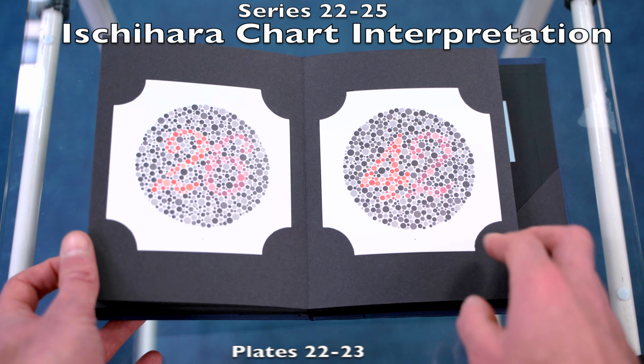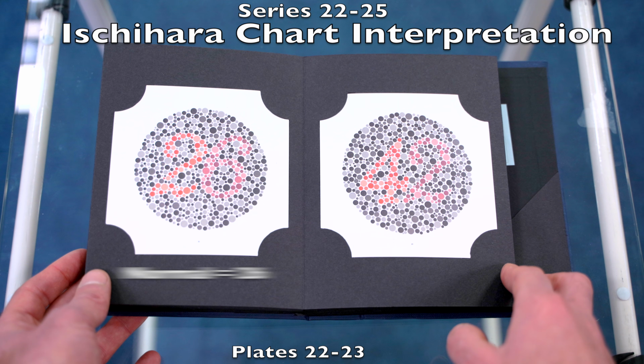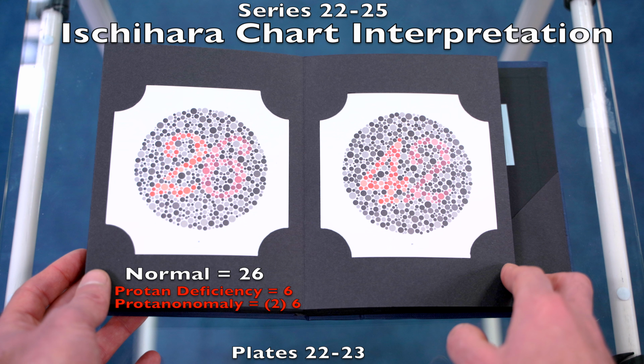So on plate 22, a normal individual would see 26. So if you had a red deficiency, i.e. a Protan type deficiency, a strong signal would be seen for the number 6. But if you had only a mild colour deficiency in red, that would show a weak 2 and a stronger 6. If you had a deuteran or a green colour deficiency, on plate 22 we'd have expected a strong 2, and a mild colour deficiency would have a strong 2 and a very weak 6.